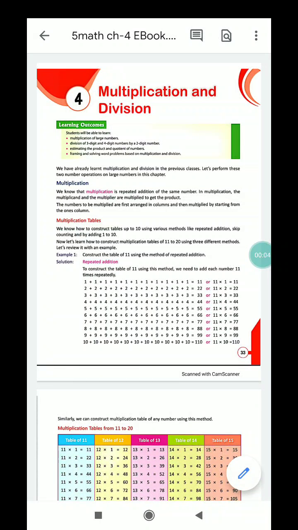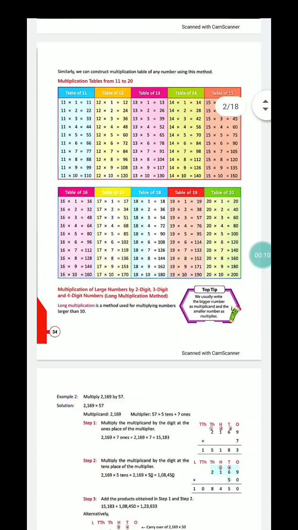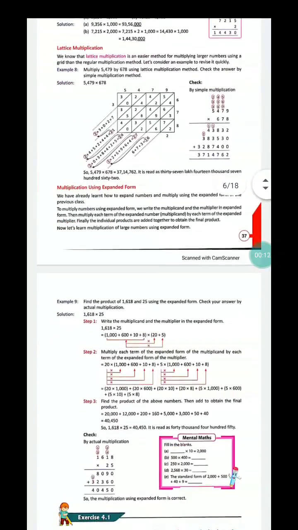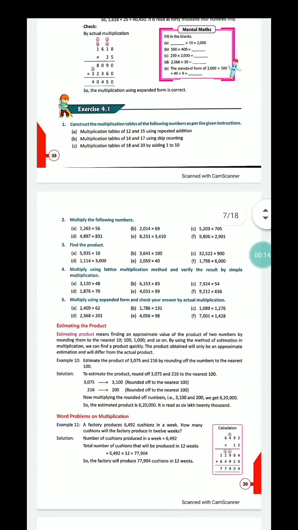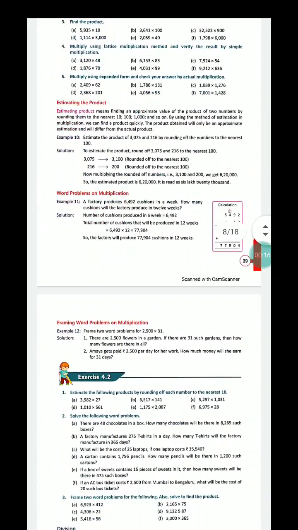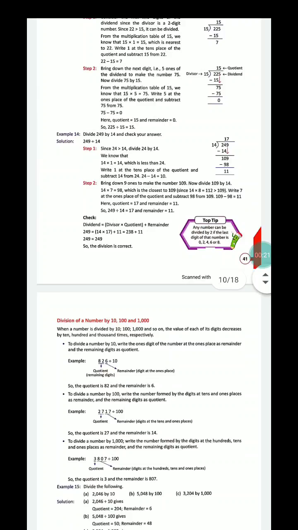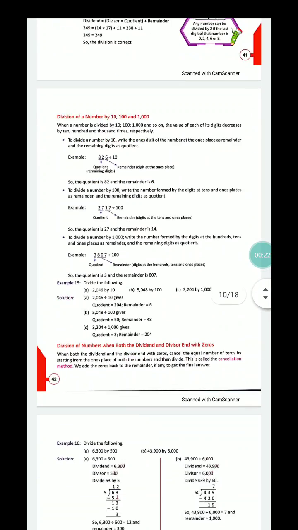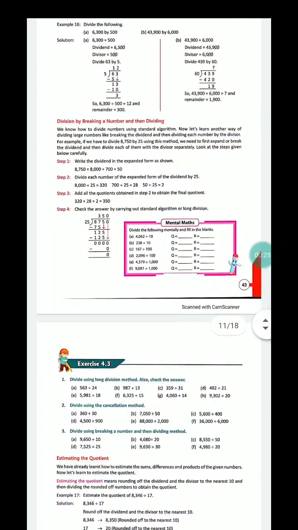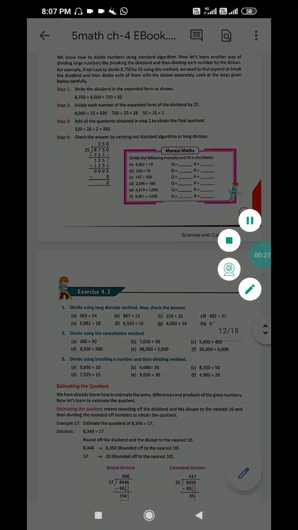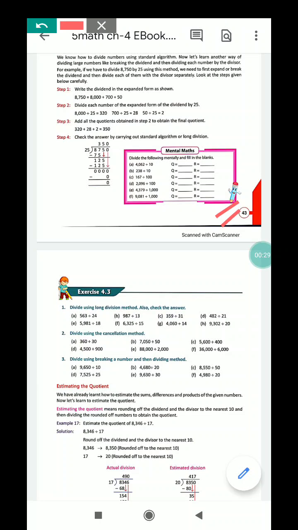We are doing class 5 mathematics chapter number 4, multiplication and division. We have started the chapter and completed exercise number 4.1, exercise number 4.2 and the explanation part of division. Till here we have completed last day. Today we are going to start exercise number 4.3.